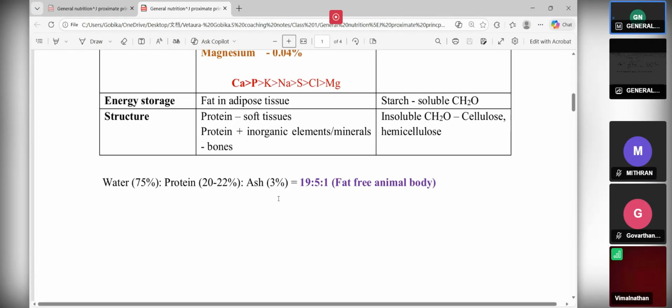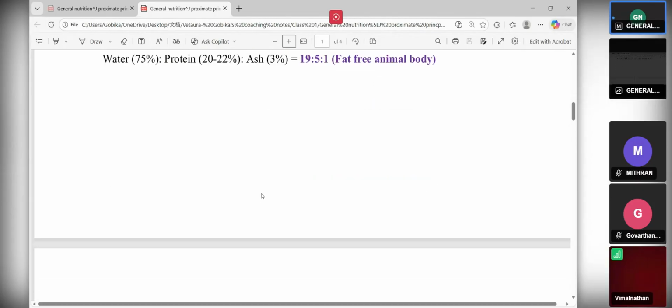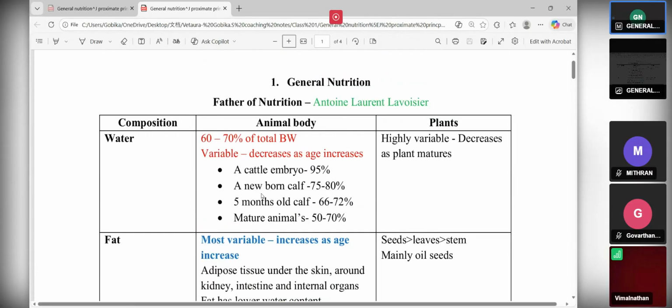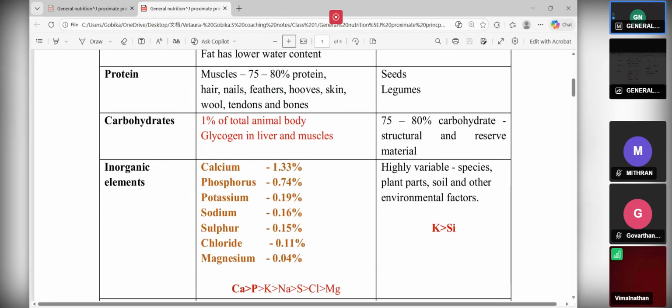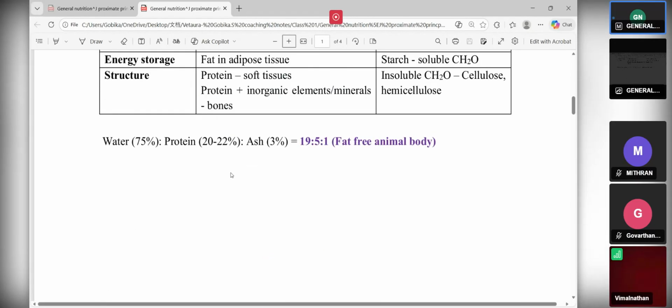So this is an important point, and the ratio is also an important point. That is, water will be 19 parts, protein 5 parts and ash 1 part. So 19 is to 5 is to 1. This ratio you should remember. Then in general nutrition, these are the points they will ask from an examination aspect. No need of other content related to this. If you know these points, it will be enough for the topic of general nutrition.